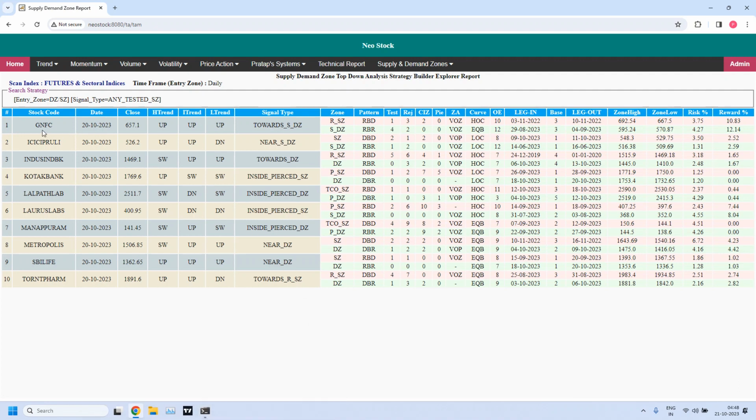Look into the high liquidity zone ZNFC. First test, but already had 3 rejections. What is the zone low? The entry is 667.5. What is the close? 657.1. Almost 10 rupees push.